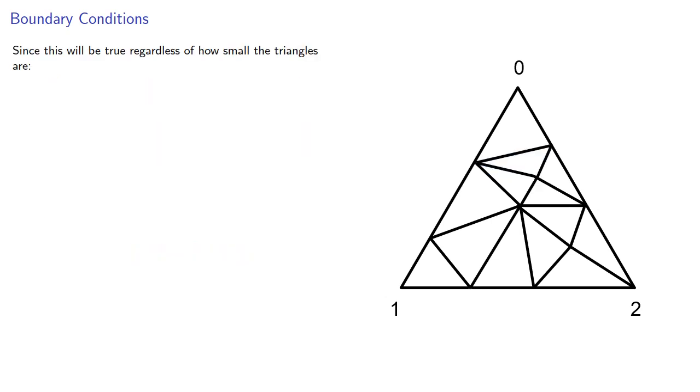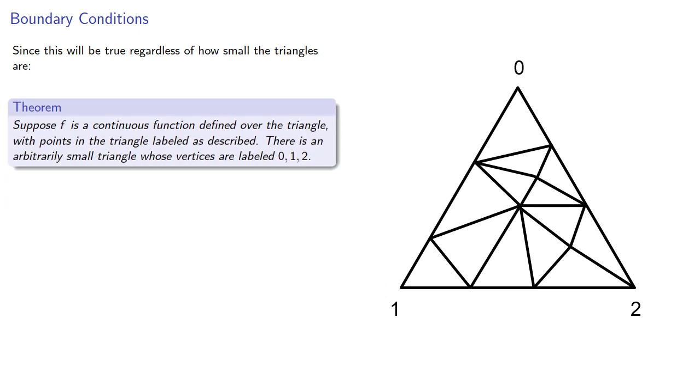Since this will be true regardless of how small the triangles are, this gives us the following. Suppose f is a continuous function defined over the triangle, with points in the triangle labeled as described. There is an arbitrarily small triangle whose vertices are labeled 0, 1, 2.